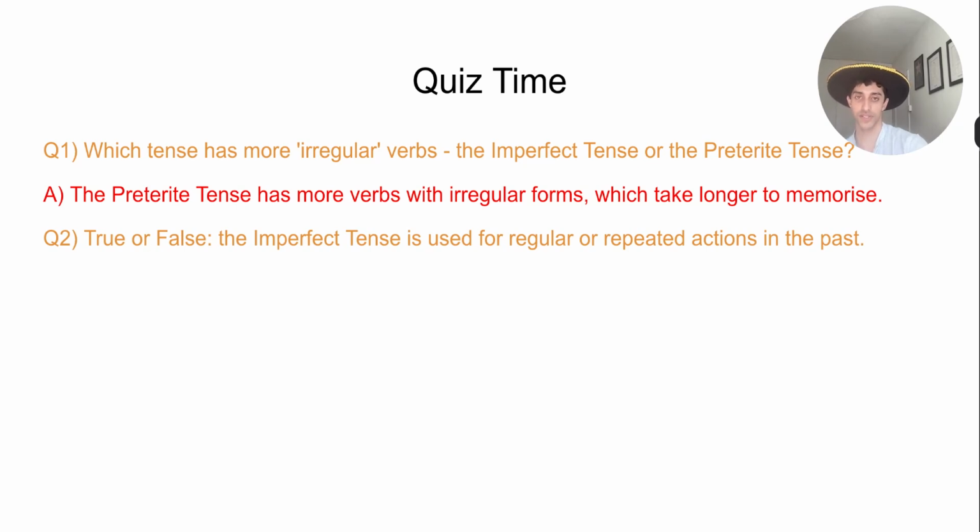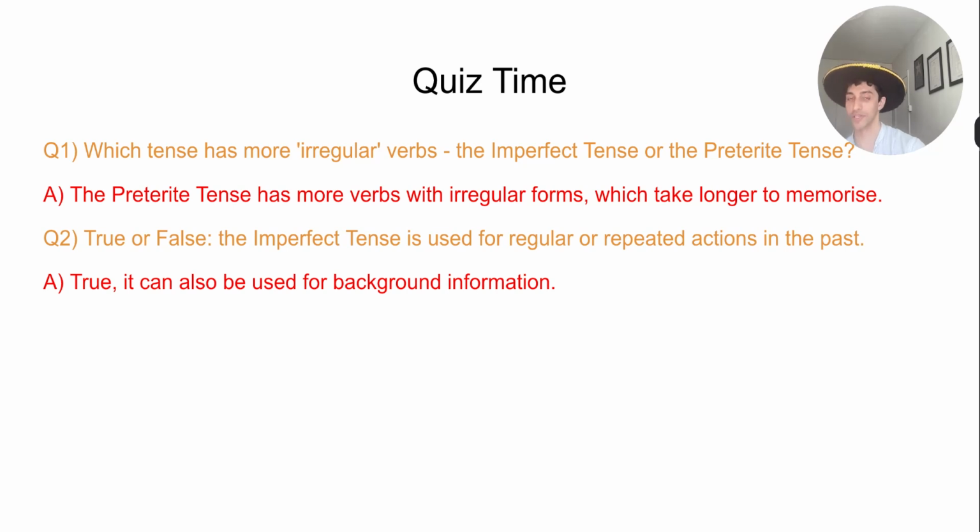Okay, now it's time for the answer. This one is definitely true. It can also be used for more background information, but usually it is for just regular or repeated actions in the past. That's the main distinction.